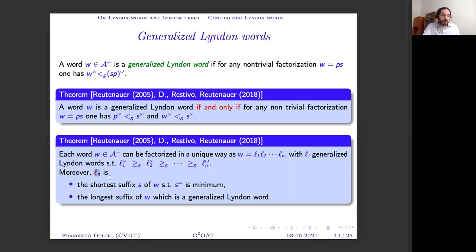So if you want, we can start considering this factorization both from the left or from the right. Now we have two ways to do that. And if you're interested in this characterization, it is that this ln is the shortest suffix, that is the minimum between all the shortest suffixes, or this is also generalized Lyndon words. This is a technical thing.